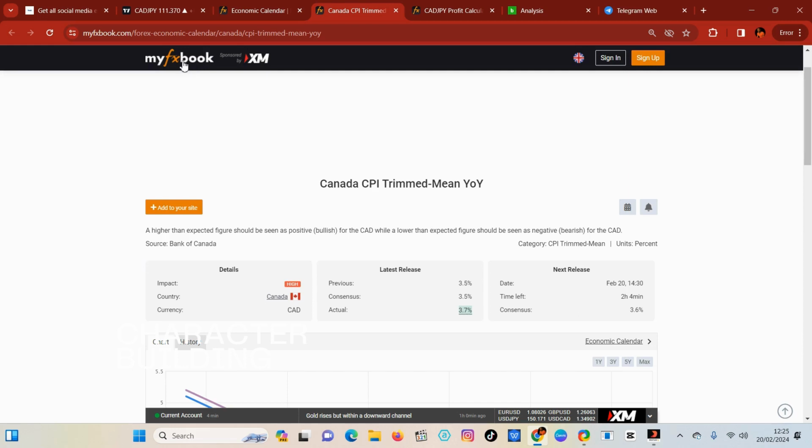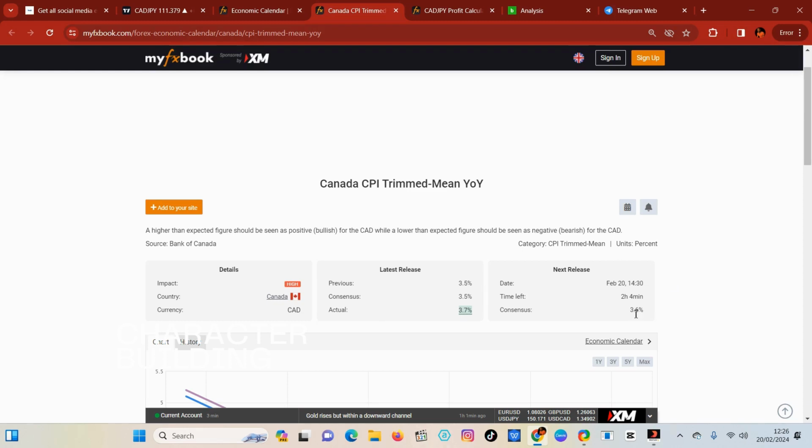They say a higher than expected figure should be seen as positive, bullish for CAD, while a lower than expected figure should be seen as negative. Remember, bull means buying, bull means upward trend. Bearish means sell. So this was the former figure, 3.7%. It was the last release, 3.7%. And this is the new release, 3.6.